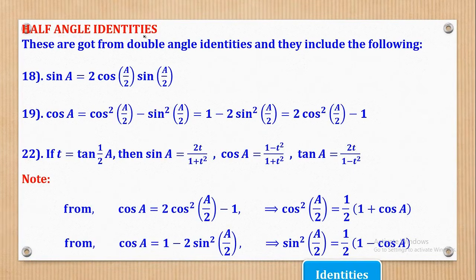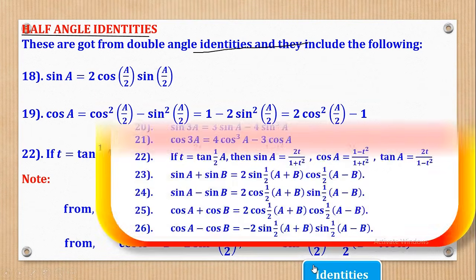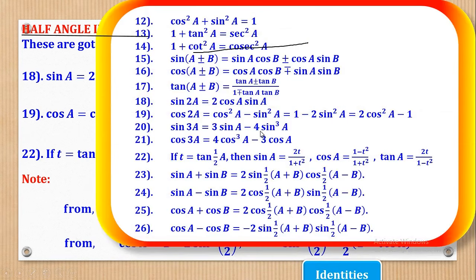Now we shall go to half angles. So these are got from double angle identities, and they include the following. So when you look at the identities for double angle, you will realize one thing, that where this angle is twice this angle, meaning that what is here is half what is here. Now for half angle, what we do, here we put a and here we put a half a. That is the only difference.